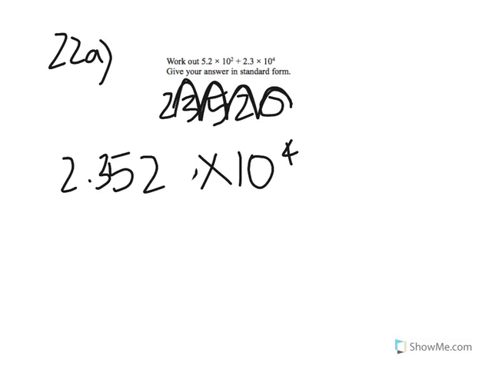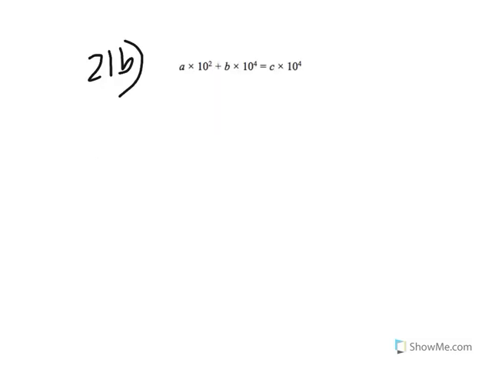Okay, 21b is slightly tricky. They've given you A into 10 to the power of 2 plus B into 10 to the power of 4 equals C into 10 to the power of 4. Now you have to express C in terms of A and B. So what I suggest doing is, when you have two numbers with the same exponent, basically the same 10 to the power of, like the same number here, right? If you have the same number there, it's just the addition of these two which will give you C.